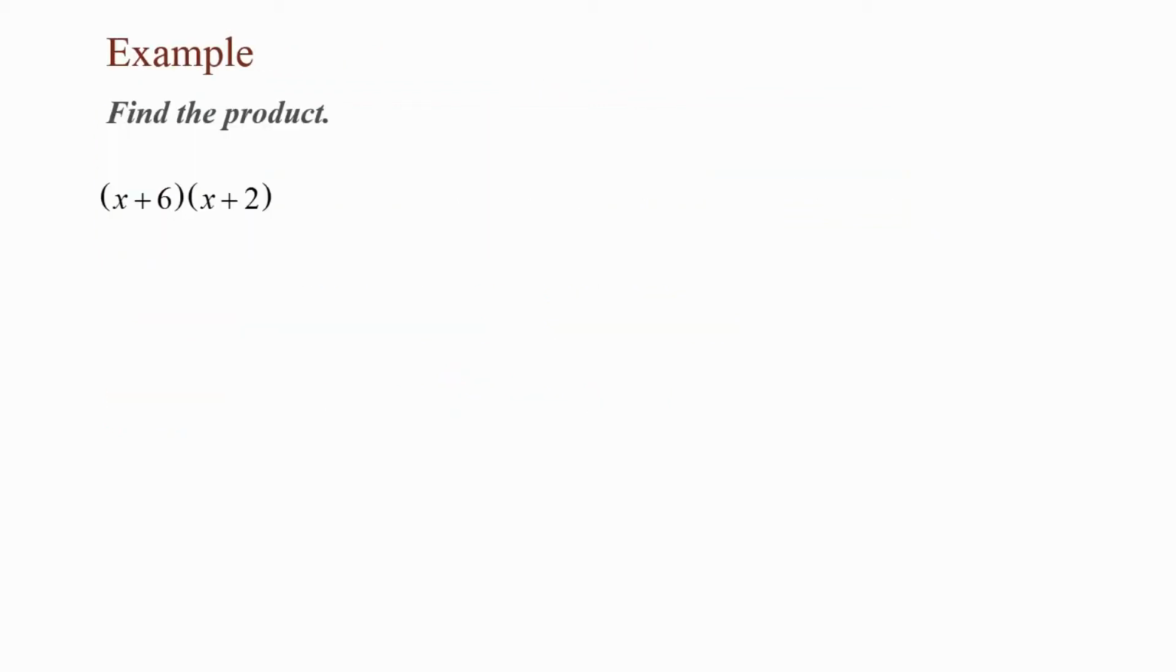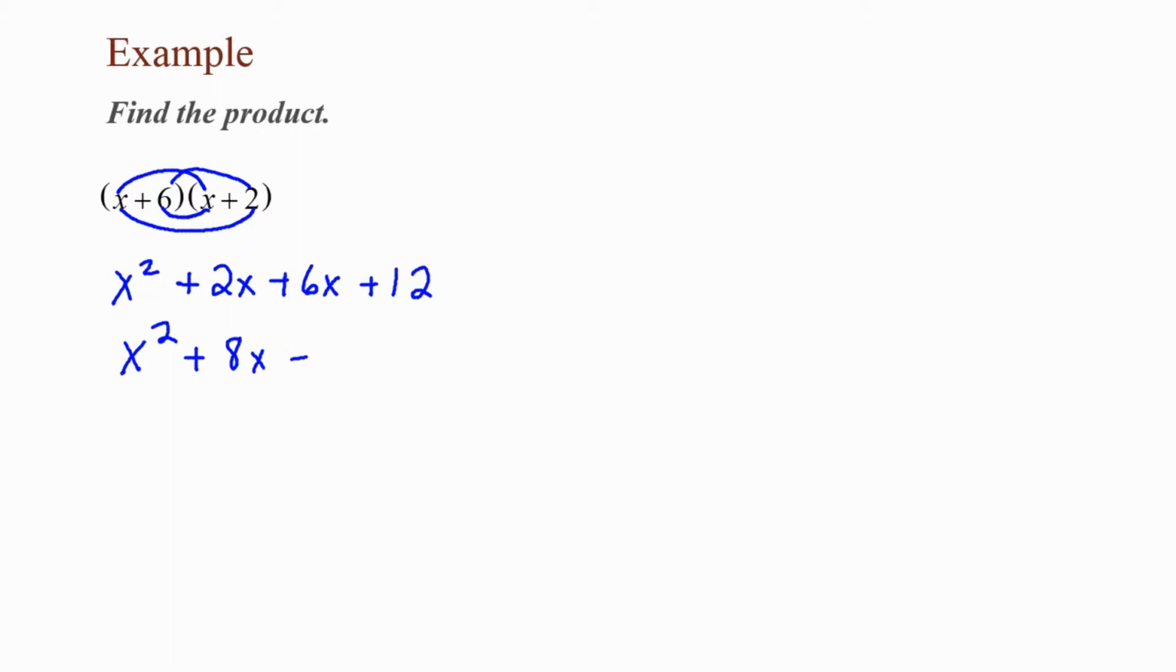In this example, find the product. Parenthesis x plus 6, parenthesis x plus 2. So I'm going to multiply x times x, which gives us x squared. Then I'm going to multiply x by 2, which gives us a positive 2x. Then multiply 6 times x, which gives us 6x, and then 6 times 2, which gives us 12. I can add my middle terms, so my final answer is x squared plus 8x plus 12.